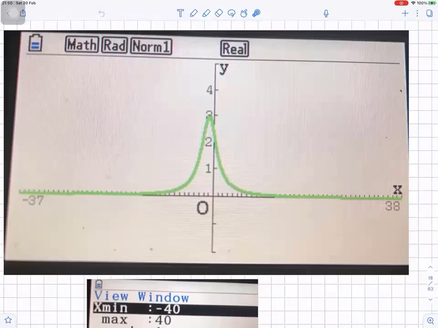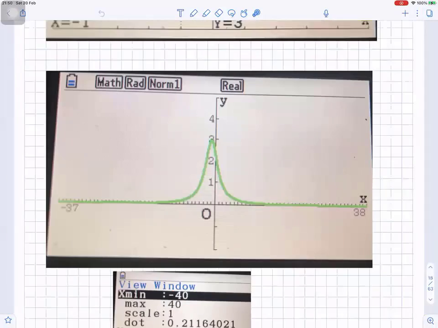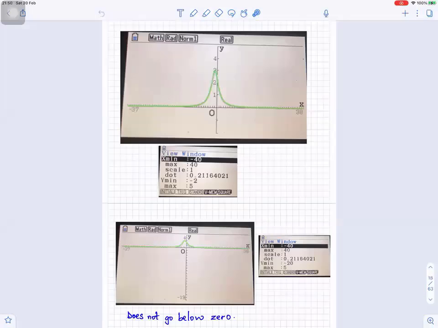And even if you change the scale for that graph to see it, you can see even when you get to minus 37 on the x and plus 38 on the other end, it comes closer to 0. It shouldn't really be touching it. And then the top is 3. So 0 up to 3. And that's what they call the range. So when you change the scale, it does not go below 0. Try it for yourself with your graphics calculator from minus 40 to 40. You will see it never goes below 0. And it never goes above 3.